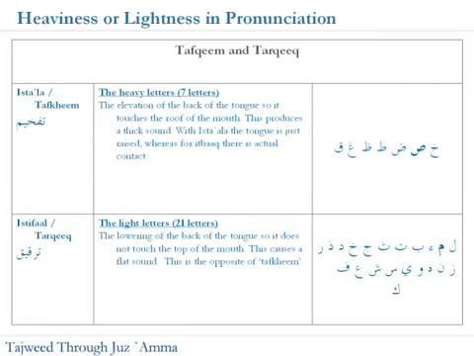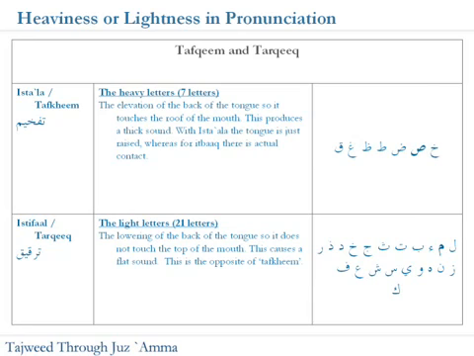Then we move on to heaviness or lightness in pronunciation, and this is known more commonly as tafkhim and tawqiq. So the heavy letters, the elevation of the back of the tongue, so it touches the roof of the mouth. This produces a thick sound. With the heavy letters, the tongue is just raised, whereas for the closure of the mouth, that's the one we did just before, there is actual contact. So generally with this one, the heavy letters, it's the back of the tongue that goes up, with the closure of the mouth, almost the whole mouth closes together. So the closure ones were a subset of the heavy letters.